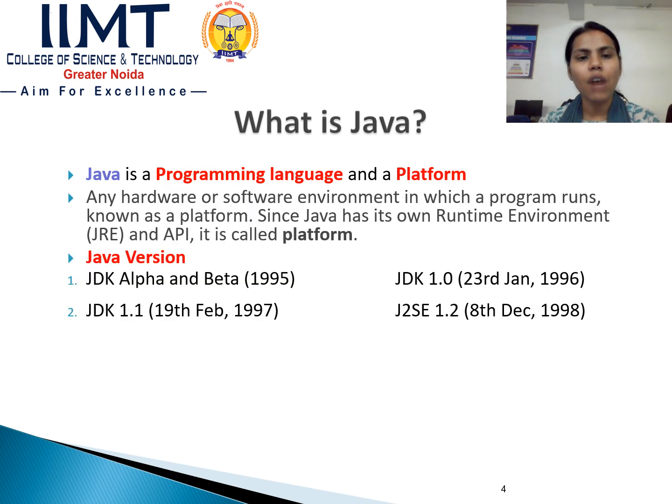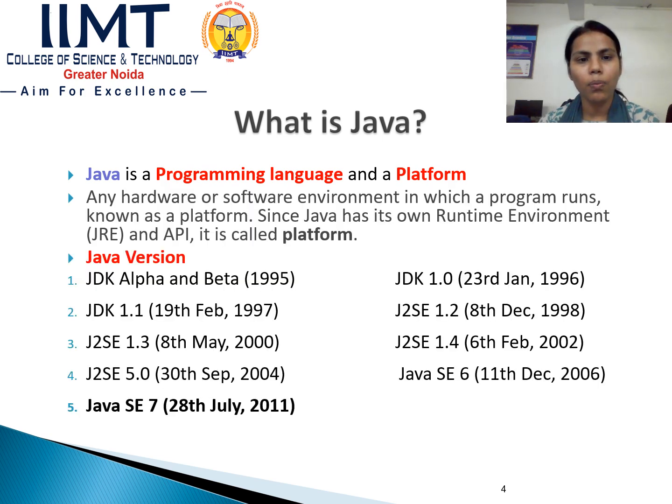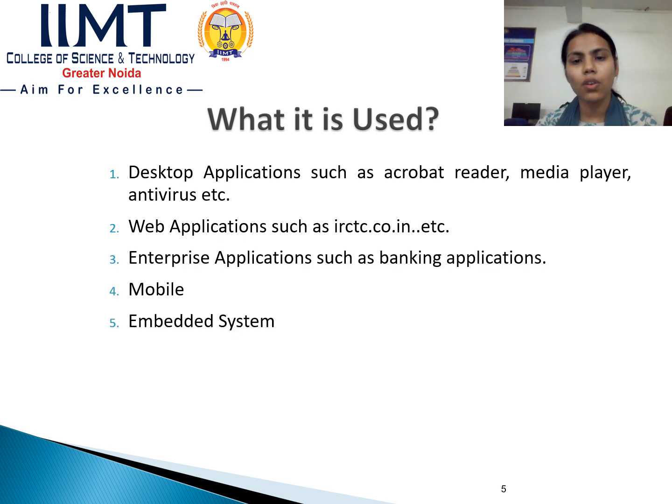What is Java? Java is a programming language and a platform. Any hardware or software environment in which a program runs is known as a platform. Since Java has its own runtime environment, JRE, and API, it is called a platform. Java versions: JDK Alpha and Beta, JDK 1.0, JDK 1.1, J2SE 1.2, J2SE 1.3, J2SE 1.4, J2SE 5.0, Java SE 6, Java SE 7.